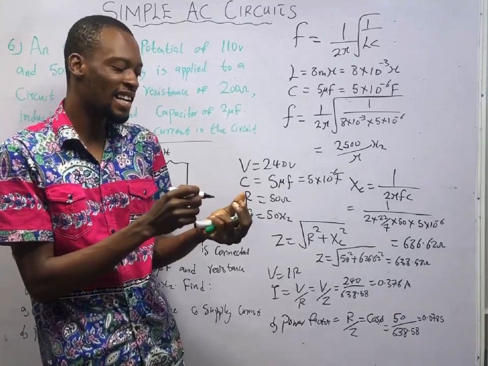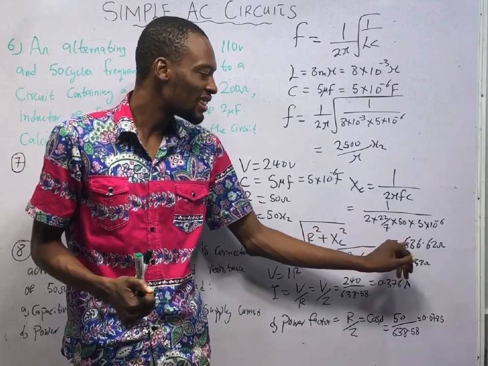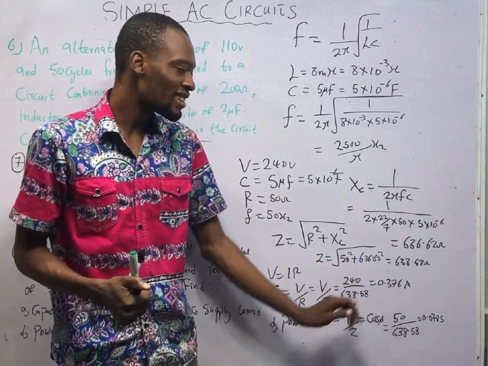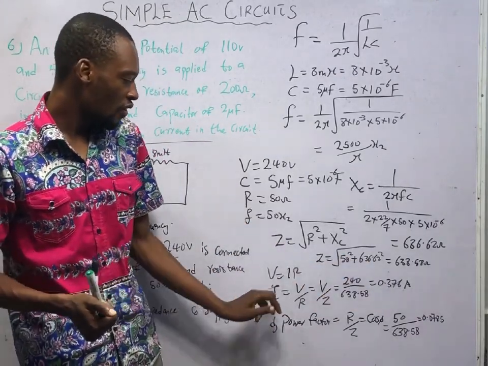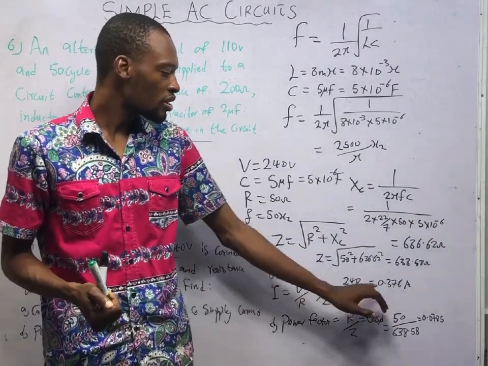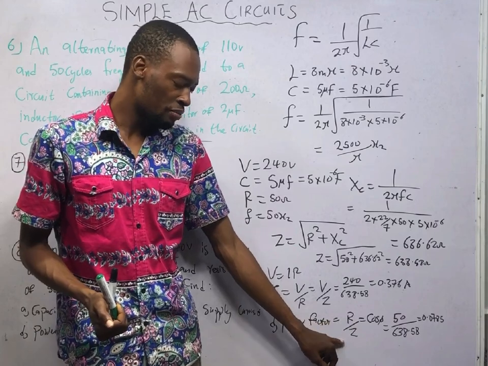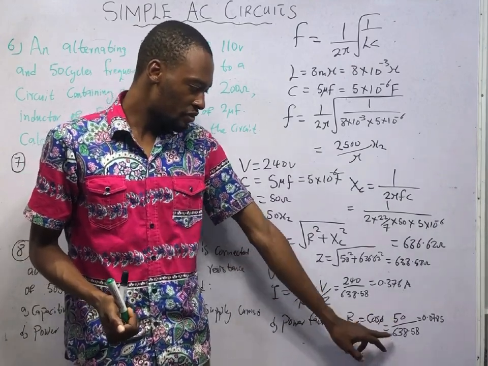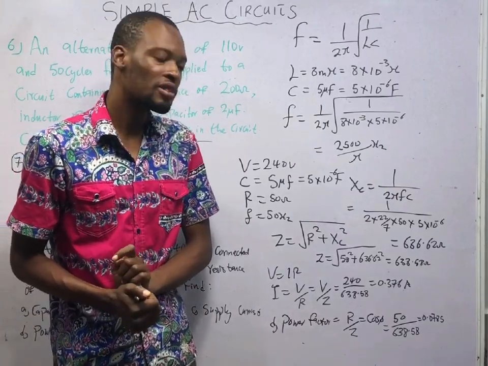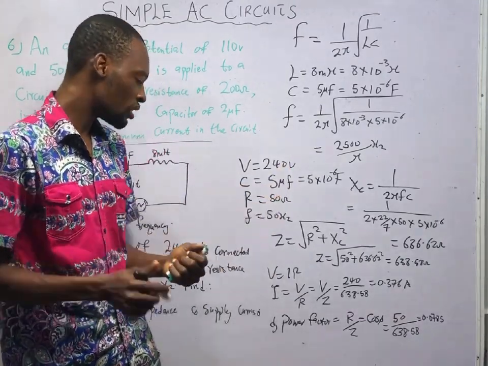To save time, I've simplified the values. The value of capacitive reactance is 636.62 ohms. The value of impedance is 638.58 ohms. The value of current is equal to root mean square voltage over the impedance. This should give you 0.376 ampere. And power factor is the resistance over impedance. This is cos theta. It is 50 over 638.58. And that should give you 0.785. Power factor does not have unit because it is the ratio of the same quantity.